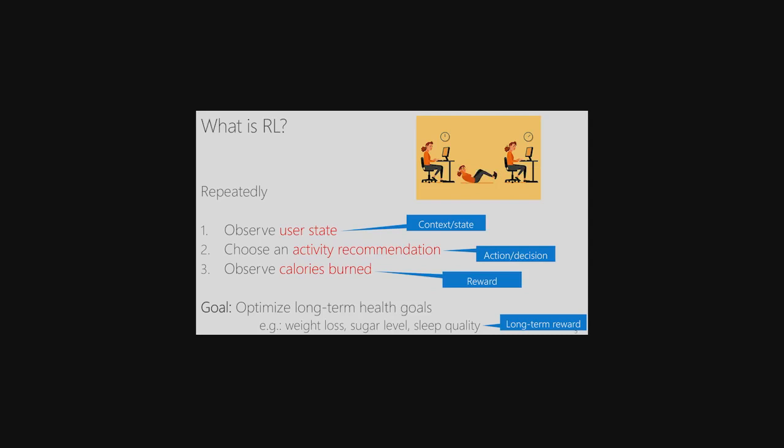And upon making this choice, the world reveals some sort of reward to us, indicating whether this choice was sort of good or bad. But really, the reward we observe here, like the calories burned, is just an imperfect proxy on how well our choices are doing towards meeting the longer-term health goals, right? So we don't just care about the calories burned at one given exercise routine.